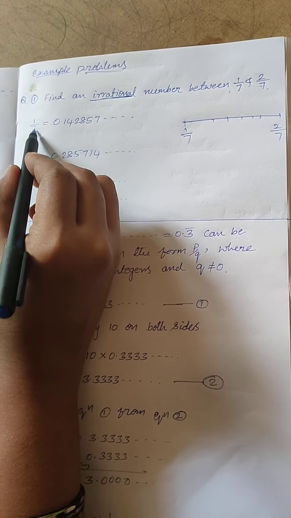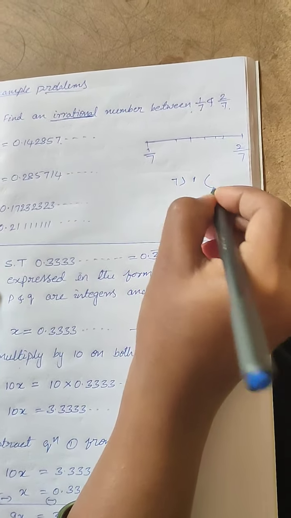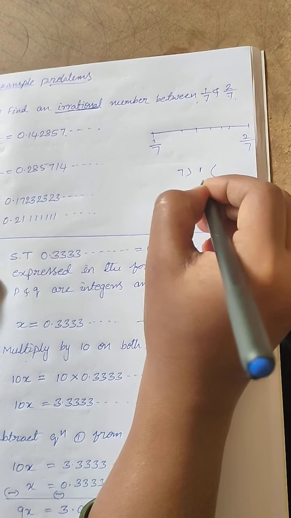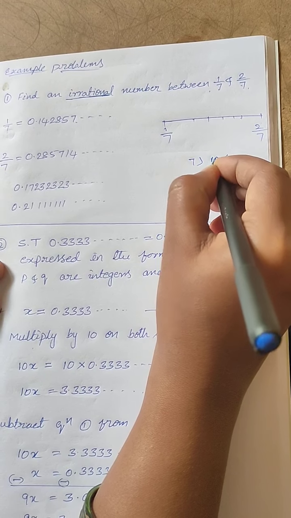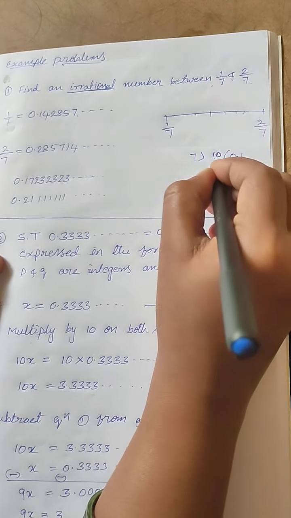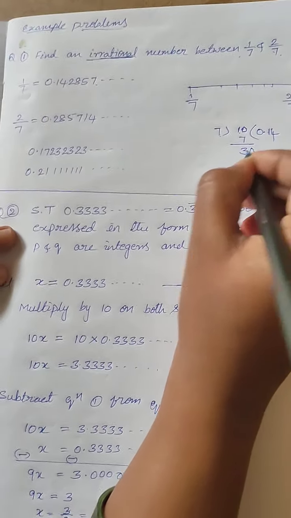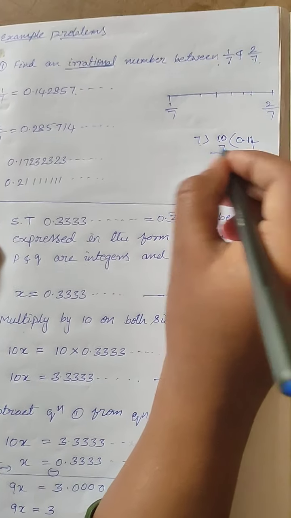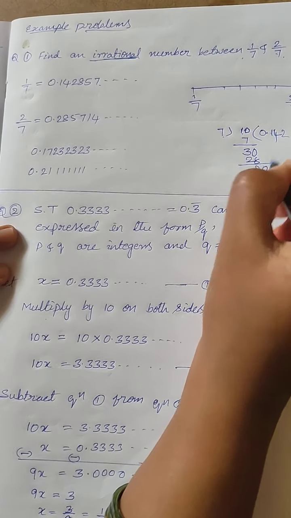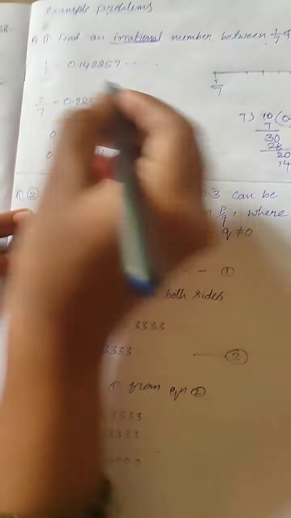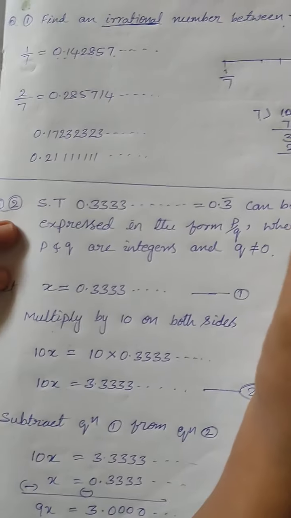First take 1 by 7, and find its decimal expansion. Divide 1 by 7, and we get this type of expansion. Put a decimal point, take 10, it becomes 10, 7 1s are 7, the remainder is 3. Take one more 0, so 7 4s are 28, the remainder is 2. Now again take 0, so it becomes 20, 7 2s are 14. In this way you can find the decimal expansion. We get 0.142857 etc. It never ends with 0.